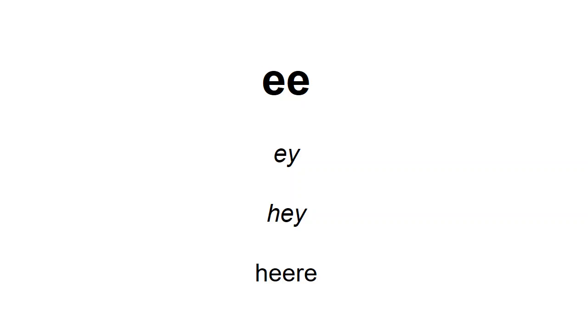Now, double E makes the sound A, as in hey. It never makes the sound E. Instead, it makes the sound A. An example in Dutch is heren, which means to hear.